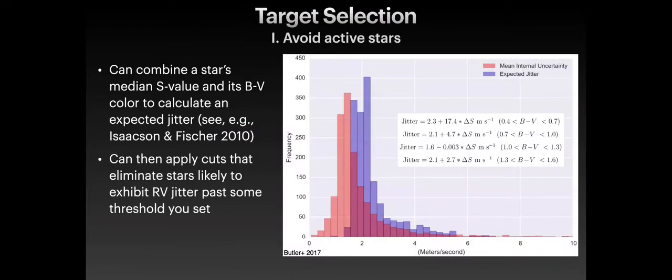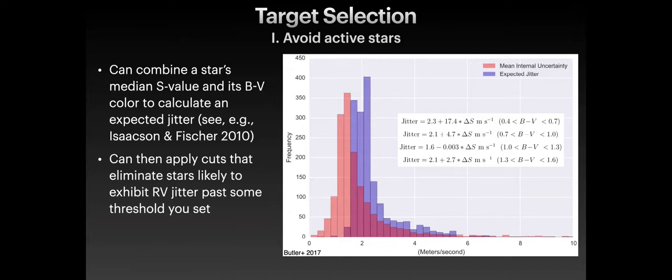You can use the information on a given star's Mount Wilson S value or equivalent activity indicator to predict its chromospheric activity even before you obtain RV data sets. So by combining a star's median S value with its B minus V color, you can then calculate its expected RV jitter based on the steps outlined in Isaacson and Fischer. This is exactly what was done for the Lick-Carnegie exoplanet survey that ran for almost 2 decades on Keck.